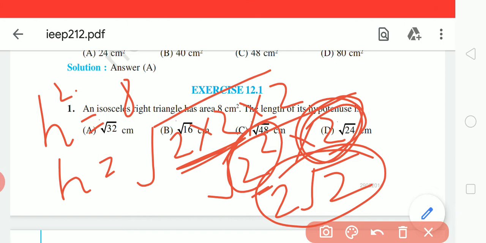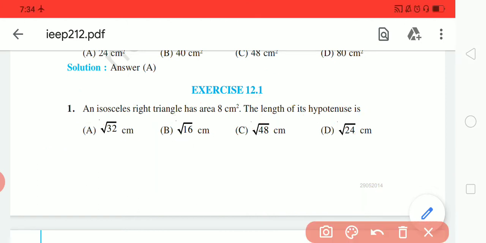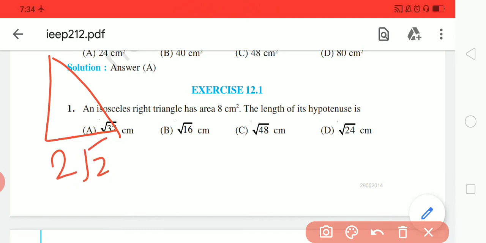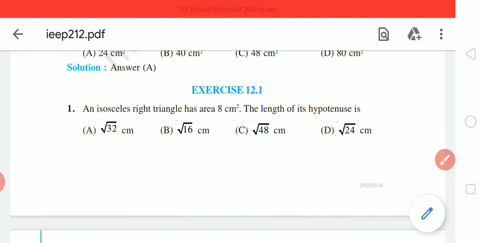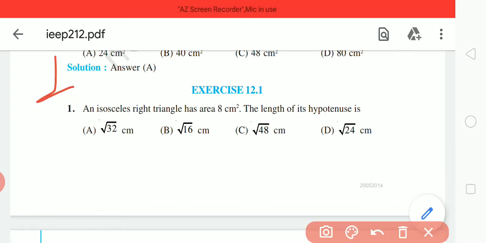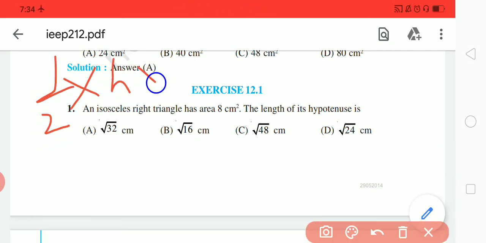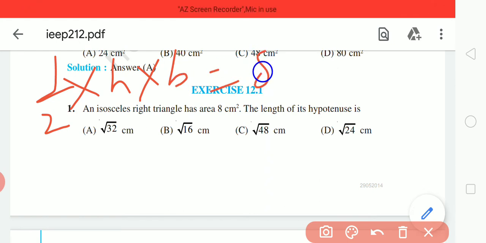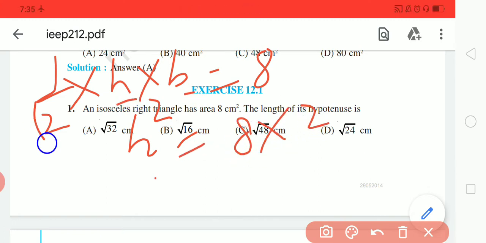Now you can find the hypotenuse of this triangle. So again drawing the right angle triangle. This is 2 root 2 we get, and this is also 2 root 2, right? So I'm sorry, there is a mistake I made. 1 by 2 into height into base is equal to 8 as given, and the height and base are both equal. So h into h, h square, equals 8 into 2. I forgot this 2, I'm sorry.